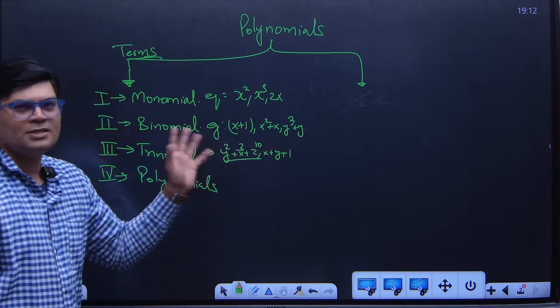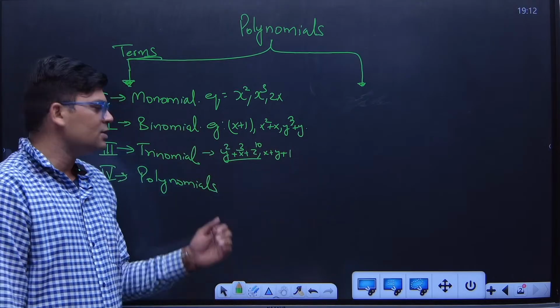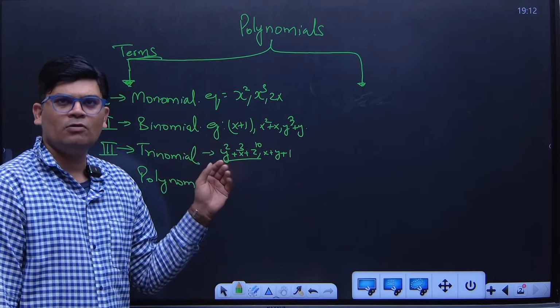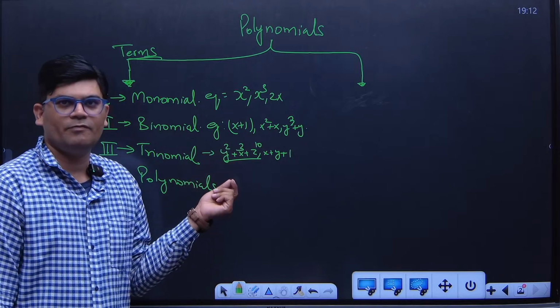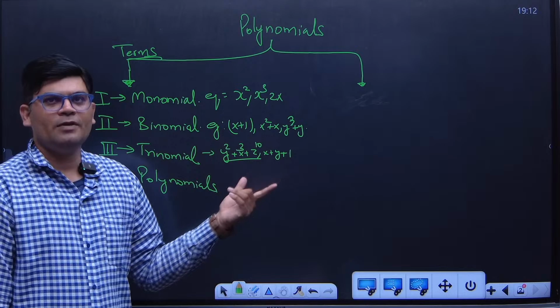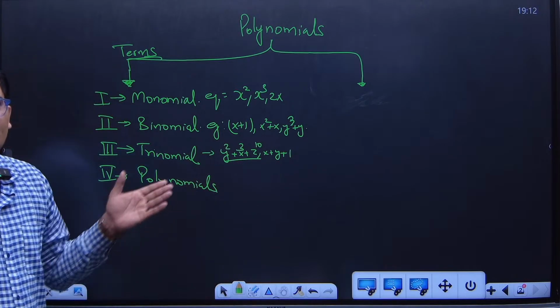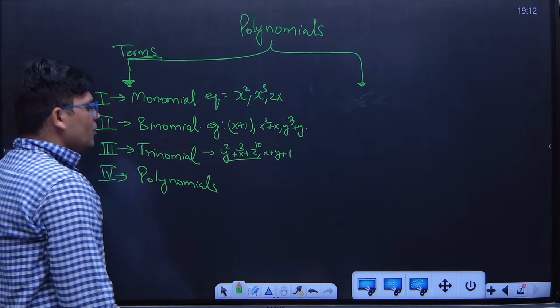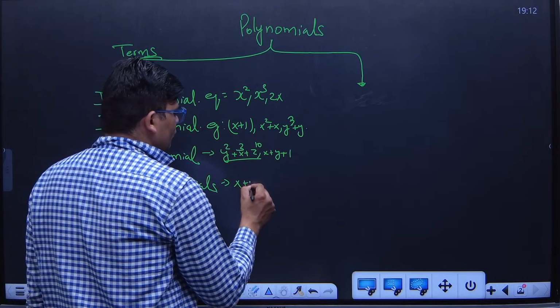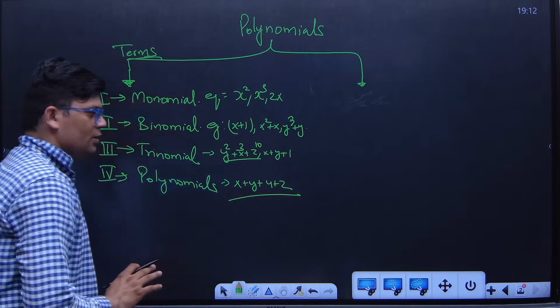So the power doesn't matter. What matters is the number of terms. And if you count the number of terms, you can count by the plus sign between them, having different variables or different powers, because you can't add them, unlike terms. It has to be 3. So for polynomial, you can write x plus 4 plus y plus z, that is a polynomial.